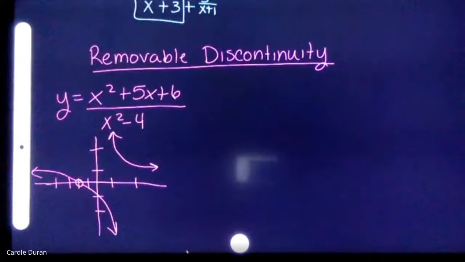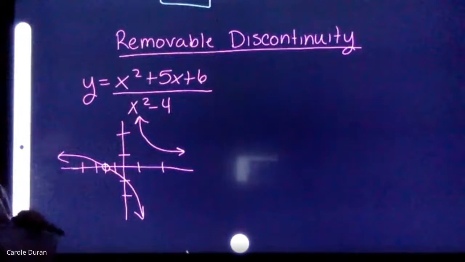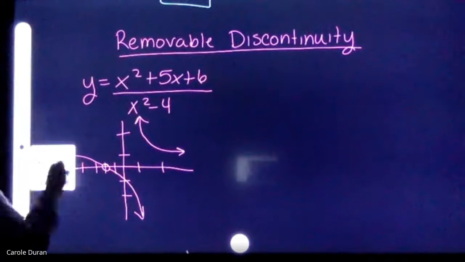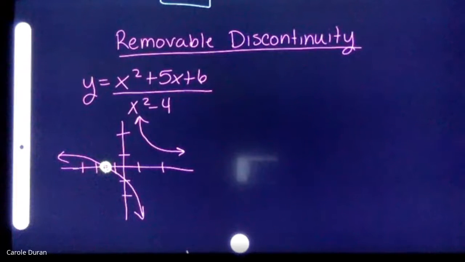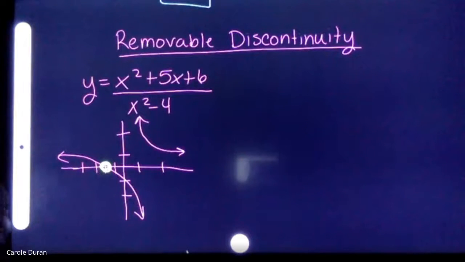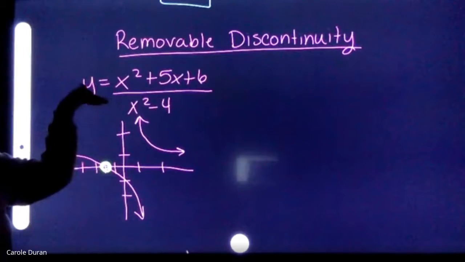Okay, so on this graph, I can clearly see that there's a vertical asymptote, and I can clearly see that there's a horizontal asymptote, but there's also this hole right here. That is our removable discontinuity. There's a hole? It's just an open circle in my graph. This happens when the numerator and the denominator share a factor.